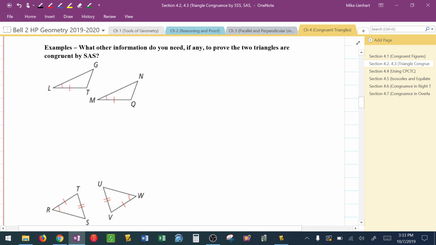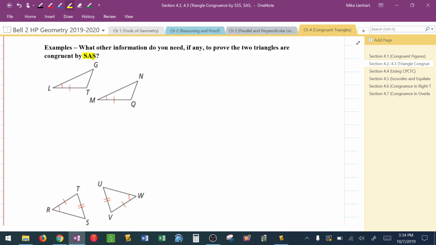Okay, so the next thing that we're going to talk about is what other information do I need to know to prove that two triangles are congruent, and they tell me that they want to prove them congruent by side angle side. In order for side angle side to work, I have to know two congruencies of sides and a congruency about the included angles.